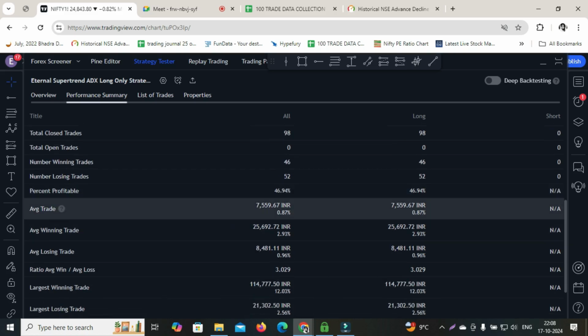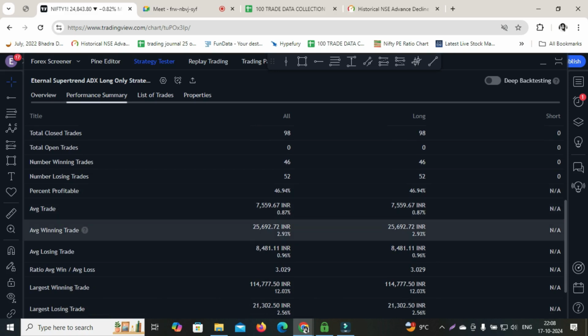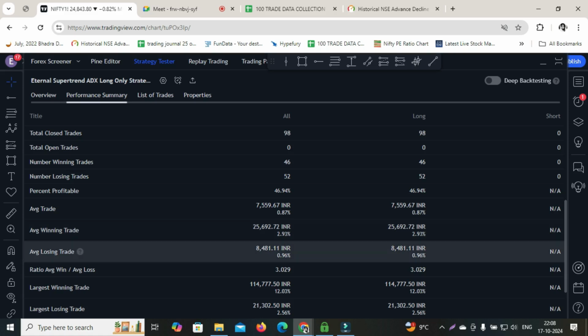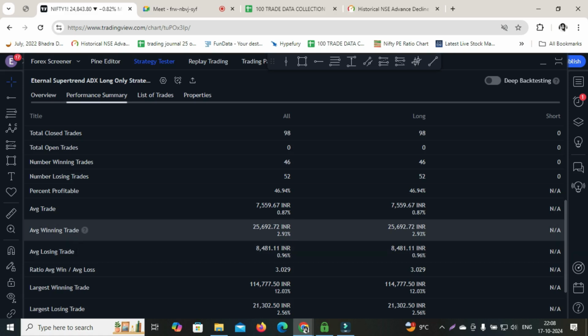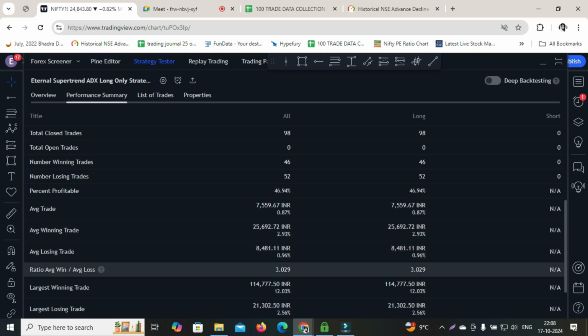Average trade is 7,500 INR profit. Average winning trade was 25,000 rupees. Average losing trade was 8,000. So here is the difference. When you are winning, on average you are making 25,000 rupees on 1 lakh of capital. When you are losing, 8,000 rupees. Okay, so that is 1:3.